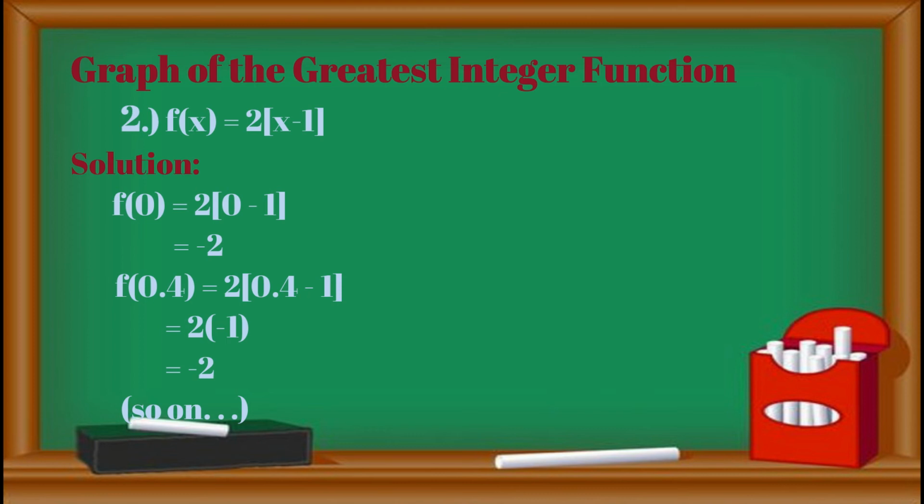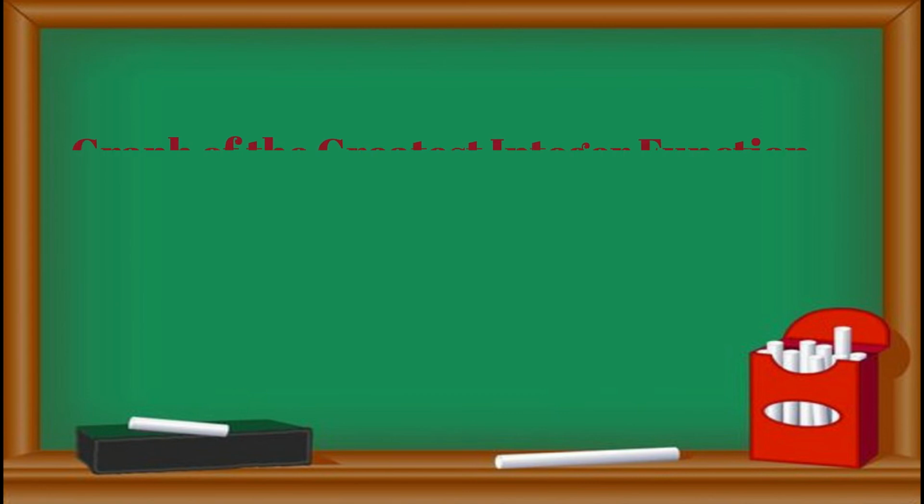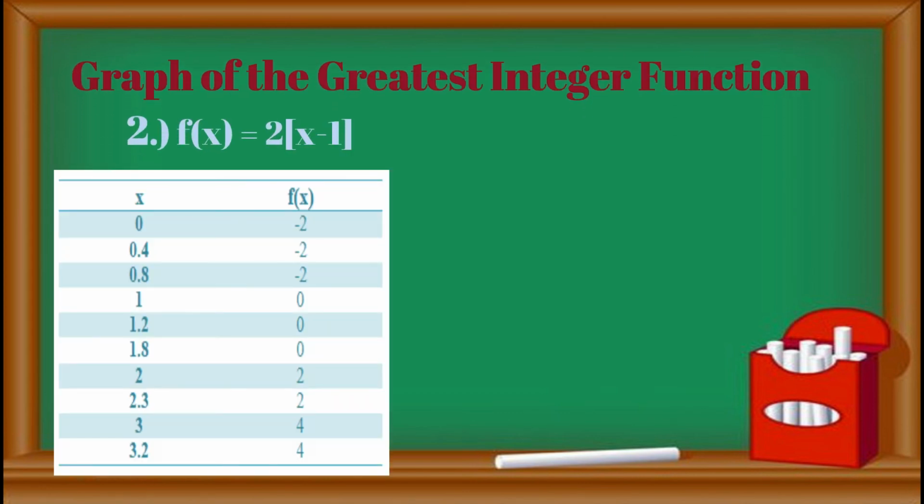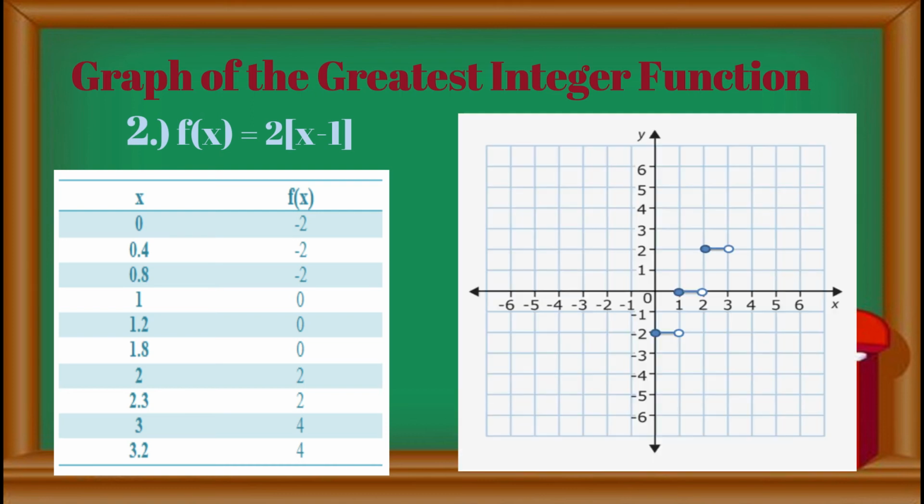If x is equal to 0, the value of the given function is -2. If x is equal to 0.4, the value of the given function is still -2, so on and so forth. The table of values for the greatest integer function f of x is equal to 2 times the greatest integer less than or equal to x, minus 1 is shown on the table. Plotting the values in each interval, we come up with the graph shown on the right.